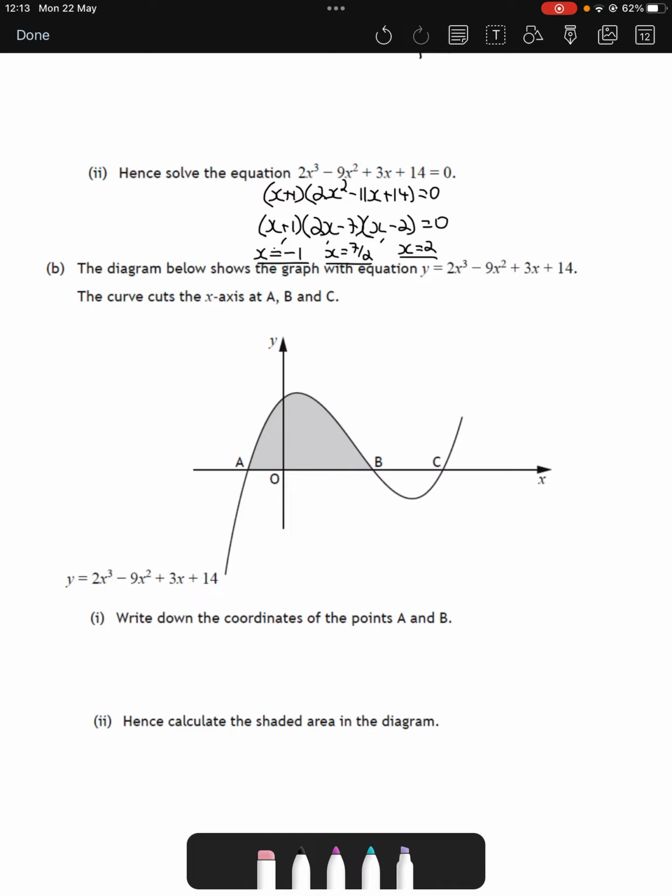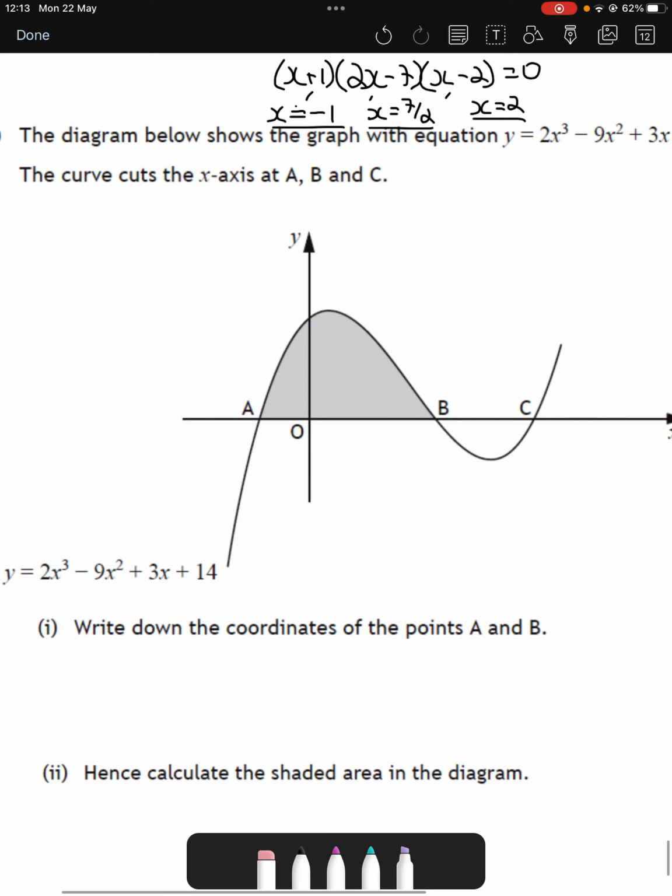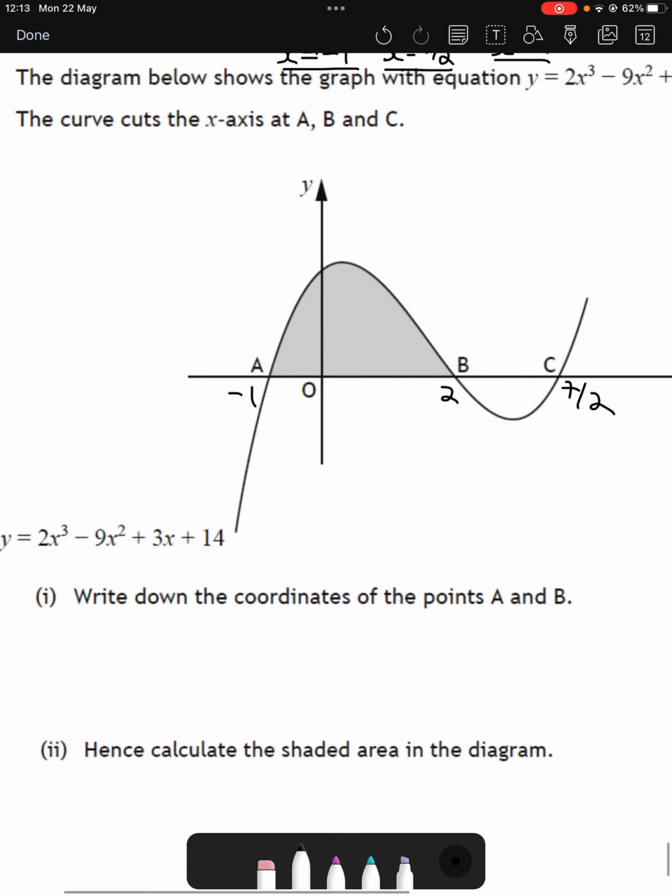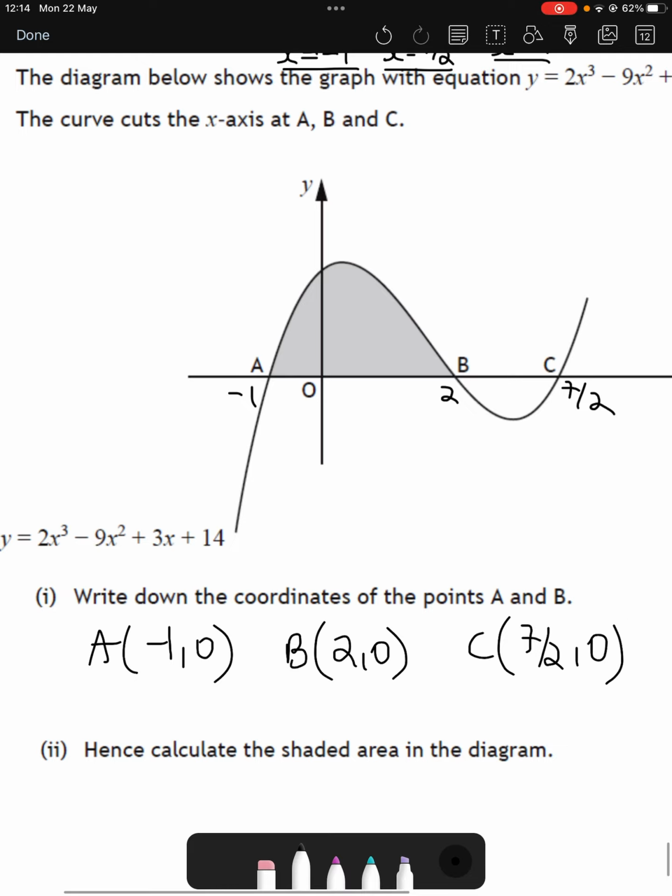Now, if we think about it, these are our 3 answers. Now, logically, that must be -1. The next one, 7 over 2, is bigger than 2, so that must be 2, and that must be 7 over 2. Okay, so A is (-1, 0), B is (2, 0), and C is (7 over 2, 0).